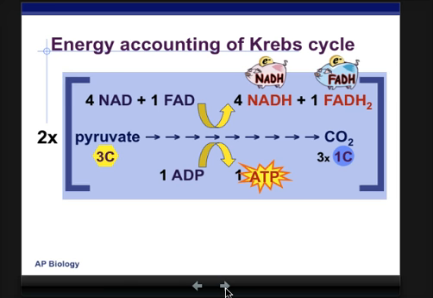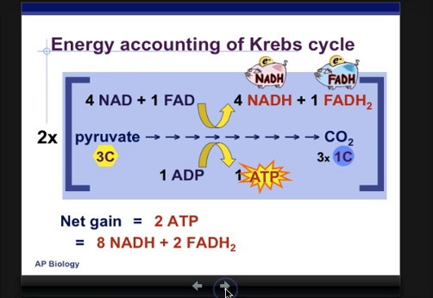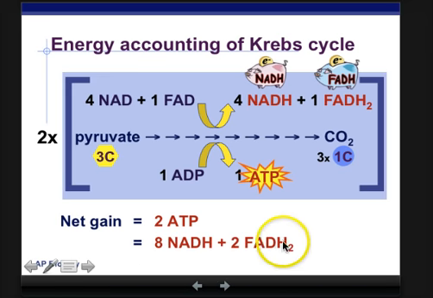So the net gain, remember this is all times 2 because glucose gives us 2 molecules of pyruvate. So for 1 molecule of glucose, going through the Krebs cycle, we're going to get 2 ATP, 8 NADH, and 2 FADH2, because pyruvate is going to go around the Krebs cycle once and then again. So what's the point of all this? The point is to generate these electron carriers, which are going to give us a ton of energy. These are high energy electrons that are being transported to the electron transport chain.